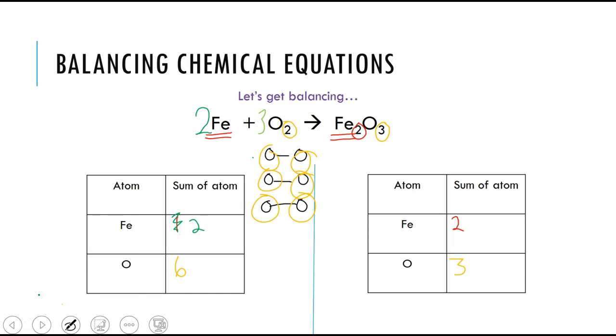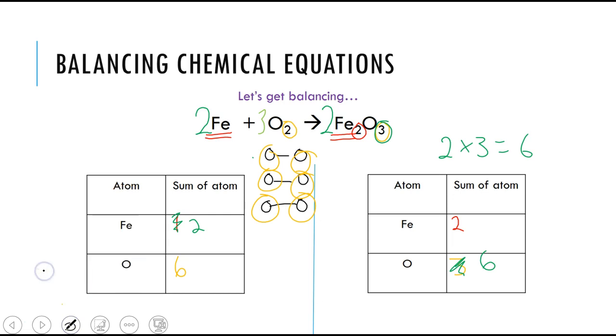If we only have 3, if we place a coefficient of 2 at the front, we now have 2 lots of 3. 2 times 3 will give us 6. Therefore, we have 6 oxygens on the right-hand side. Yet, how many irons do we have on the right-hand side? Now, like I said, it's a process of elimination, and all of a sudden it throws it out of balance.